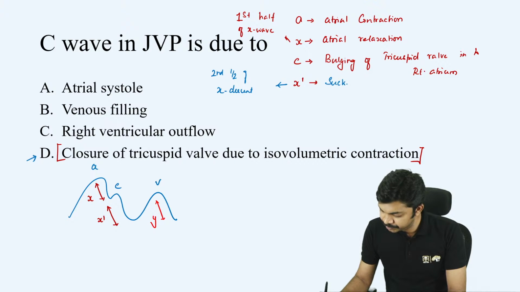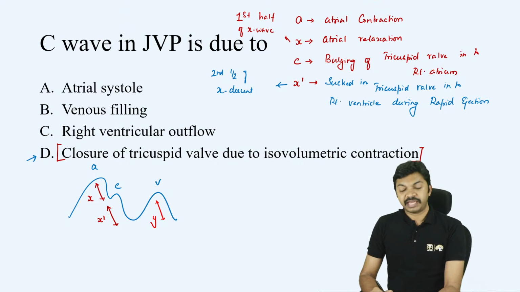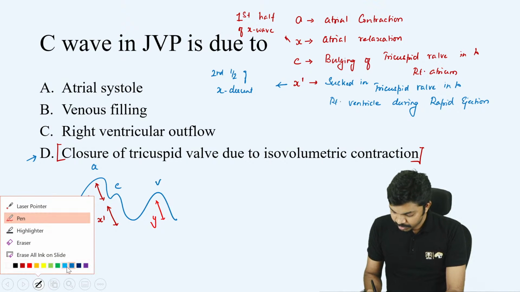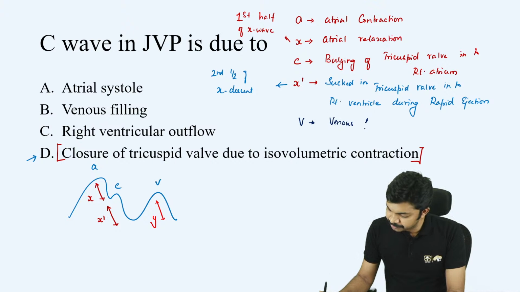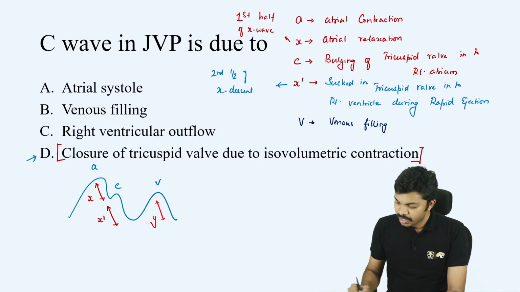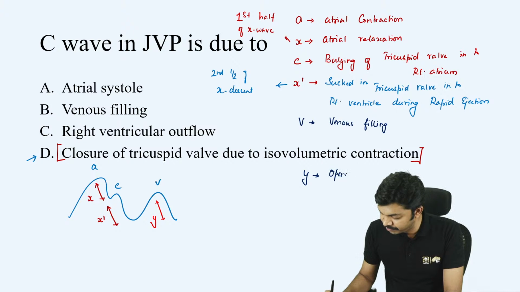So sucked in tricuspid valve into right ventricle during rapid ejection. That's X dash, guys. And the last one, V wave. V wave is due to venous filling of right atrium. That's very common. And the Y wave, last descent wave, negative wave, is due to opening of tricuspid valve.